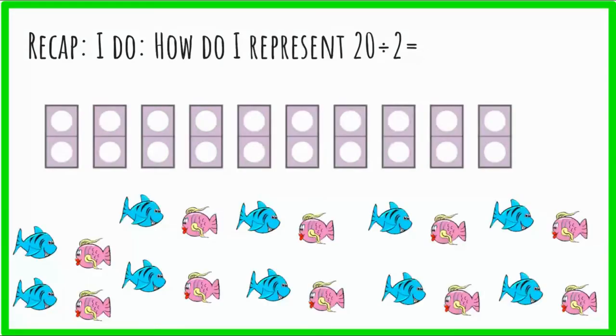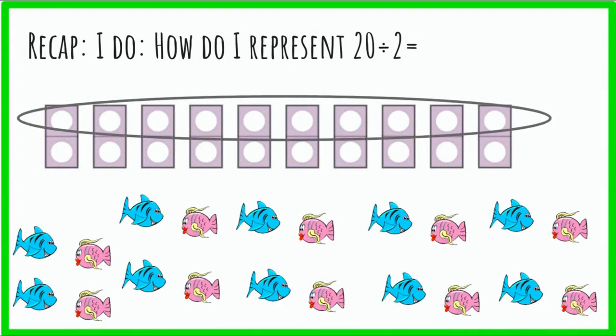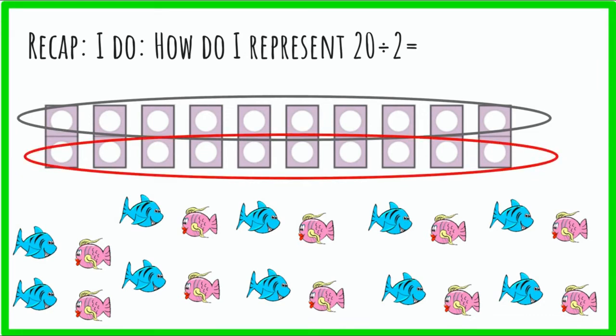I'm going to recap again, and we're going to think about how do I represent 20 divided by 2, or 20 shared between 2. So as you can see, I have an array there, and I've got 20 all together, and I'm going to put those 20 into two groups. So here's my first group, and here's my second group. So I've taken 20 and I've put it into two groups. I've shared it into two groups.